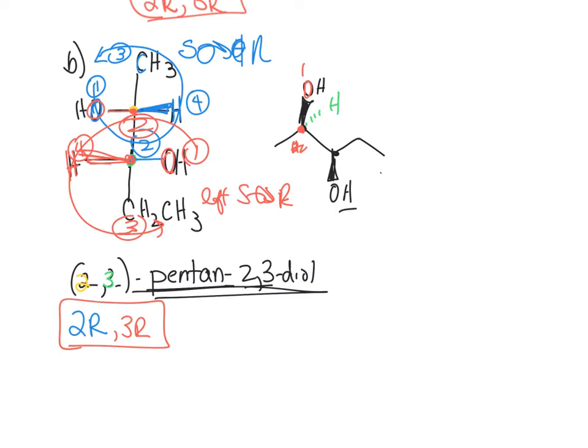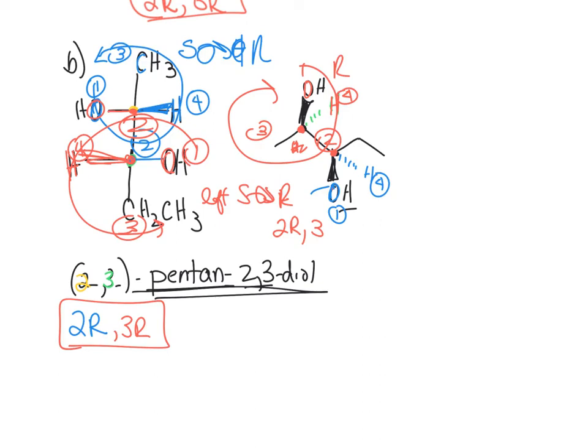Okay, so you got 1, hydrogen is 4. This would be number 2 because it's a carbon oxygen, and then this would be 3. So 1, 2, 3. And that is going R, and R stays R because the hydrogen is in back. So this one's 2R. Now we got to figure out what 3 is. Oxygen is 1. Once again, I'm going to put in my hydrogen going back. That's 4. And then this is 2, I'm sorry, and that's 3. So 1, 2, 3. That's R. R stays R because the hydrogen's in back. So we got 2R, 3R.